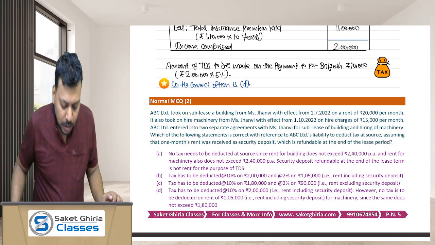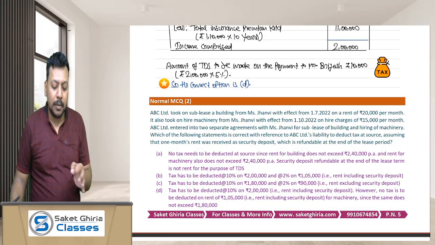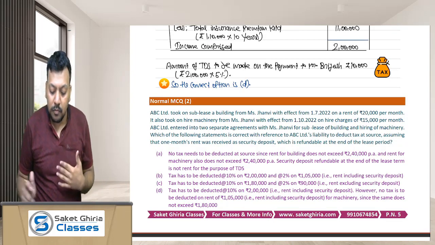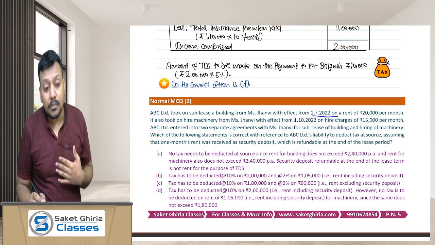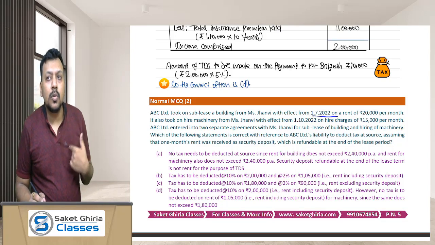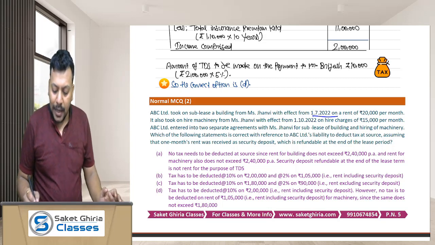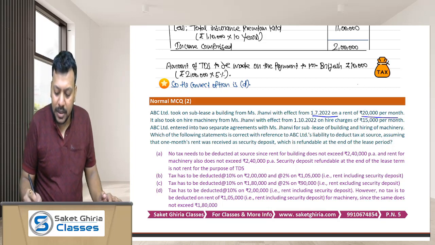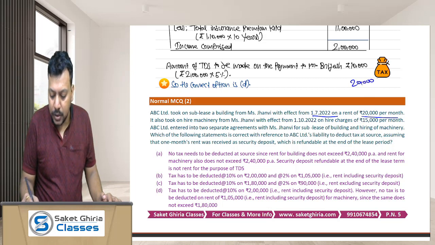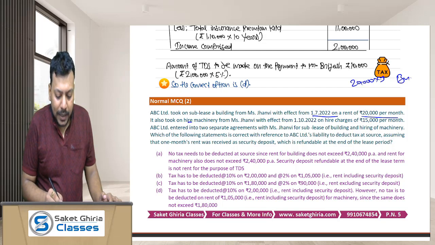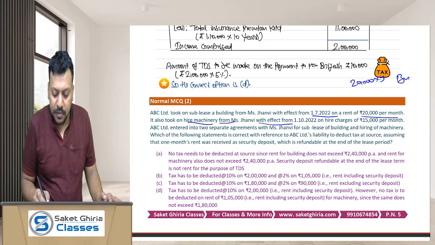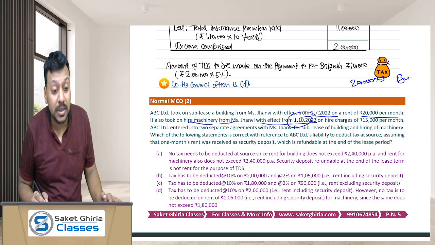Okay, now we are moving forward. ABC Limited took on sublease a building from Ms. Janvi with effect from 1/7/2022, means for the previous year 22-23, 9 months, at a rent of rupees 20,000 per month. So how much rent is payable? 20,000 rupees into 9 for building. Okay. It also took hired machinery from Ms. Janvi with effect from 1/10/2022, means 6 months.